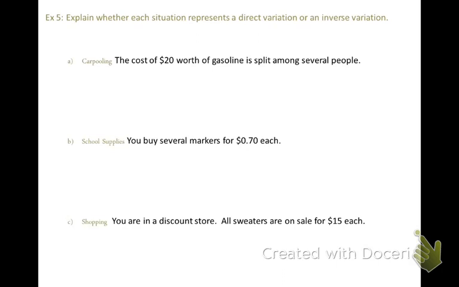Example 5. Explain what... Oh, I'm not going to do this one with you, so don't worry about it.